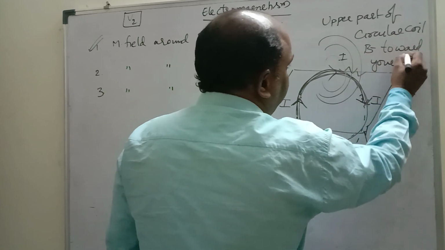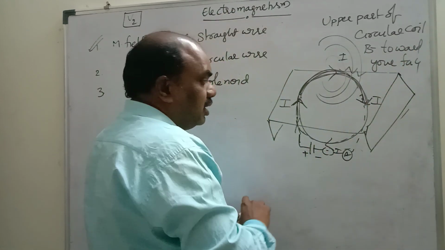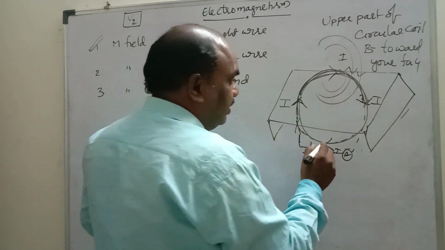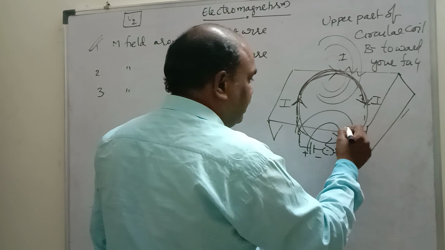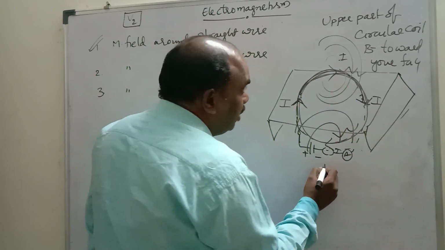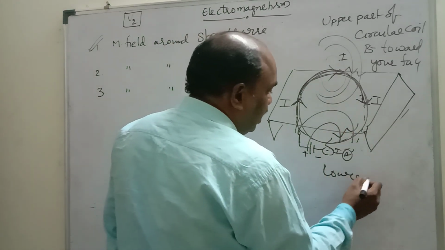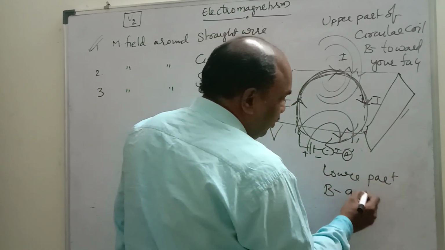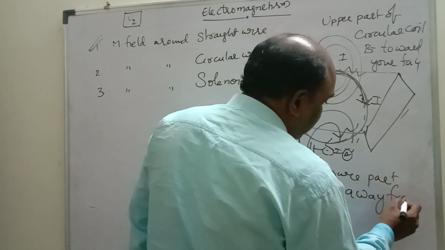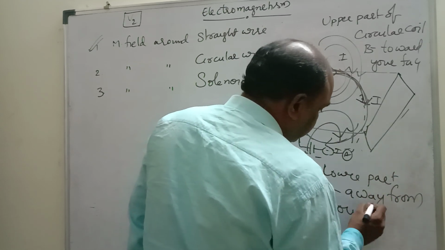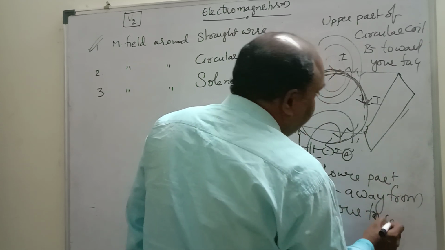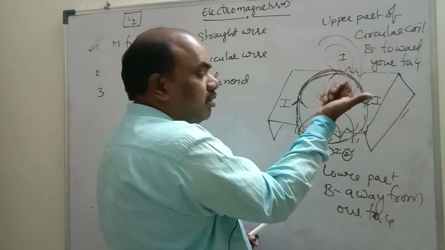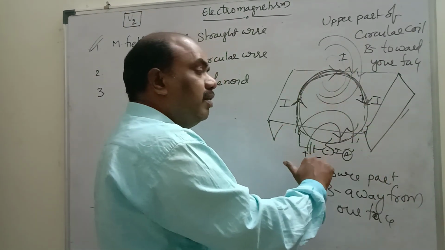In the lower part, current is in thumb direction, so curled fingers are away from your face. So the magnetic field will be like this. That means in the lower part, the magnetic field is away from our face. Very, very important. In the upper part, the field will be towards your face. In the lower part, the field will be away from our face.